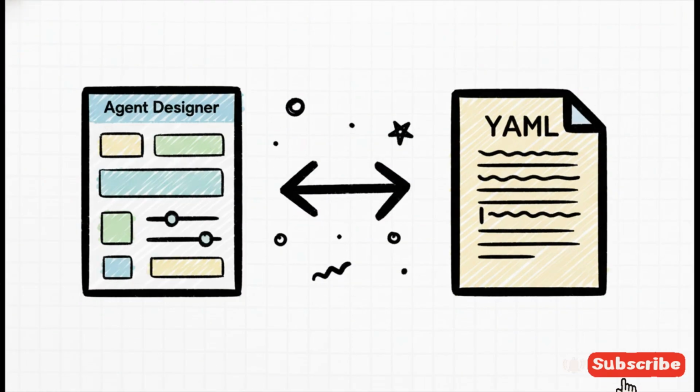Now, here's the really clever part. As you're clicking around in that nice visual designer, the extension is generating and updating a YAML file for you in real time. This gives you the best of both worlds. A simple UI for making quick changes, and a code-first approach for when you need to do something more complex or check your work into source control.